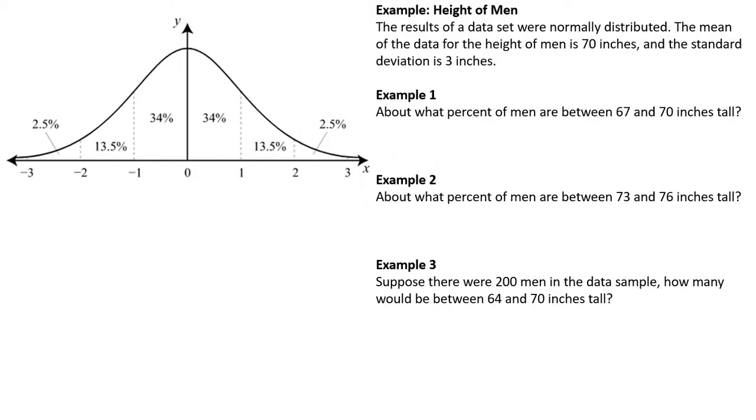So we've got a data set and it involved heights of men in this particular study. The results are normally distributed. That's key. That tells us that we can use this curve. The mean is 70, so I'm going to label my curve. So 70 inches right in the middle. The standard deviation is 3.